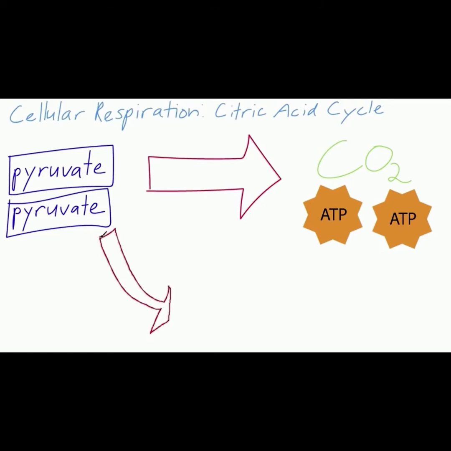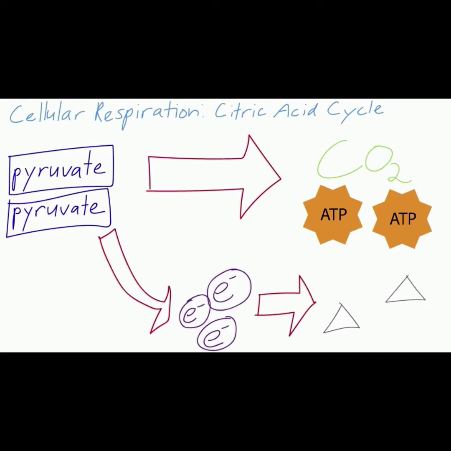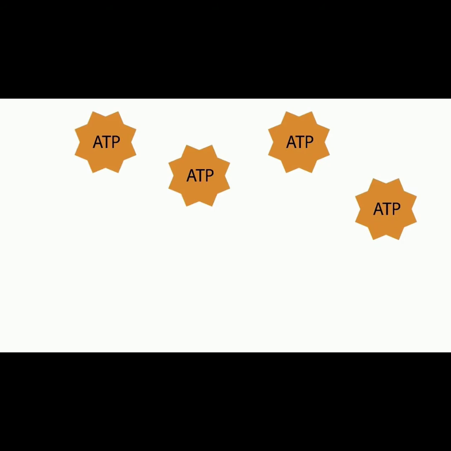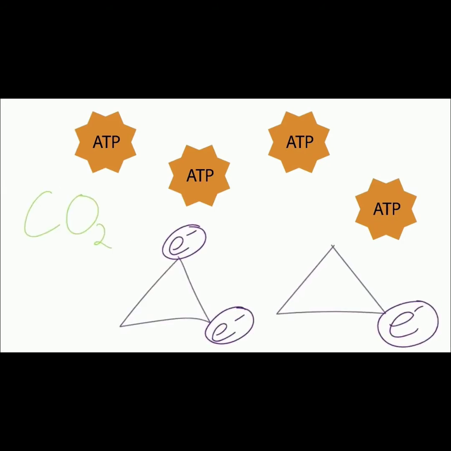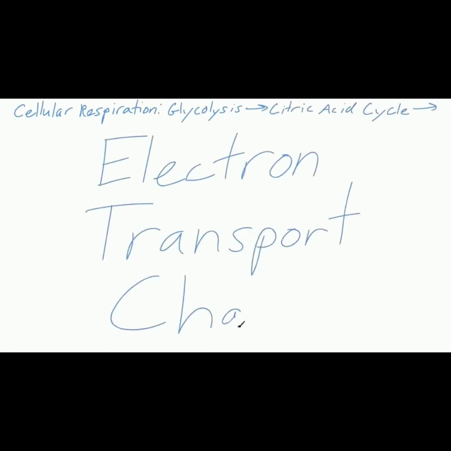While the pyruvates are being processed, the citric acid cycle takes electrons from the pyruvates and adds them to carrier molecules that carry the electrons to the next steps in respiration. The cell has now in total created 4 ATP, carbon dioxide, and electron-carrying molecules. What comes next? The next and final step of cellular respiration is the electron transport chain.